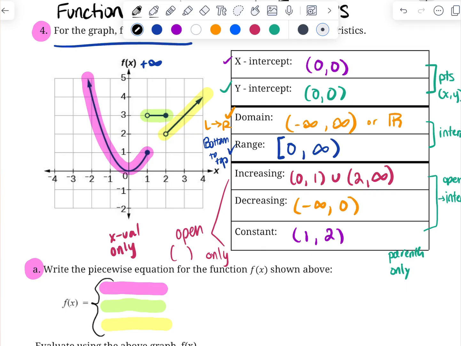Okay, so when you're writing the piecewise equation, you want to look at those pieces and then ask yourself, what shape is that? And then if you know the shape, you know what the equation for that shape should look like. So like I know that this should be x squared because it's a parabola, a quadratic. And then I just need to ask myself, does it look like it shifted up or down? If I plug in, let's say 1, do I get out 1 when I square it?